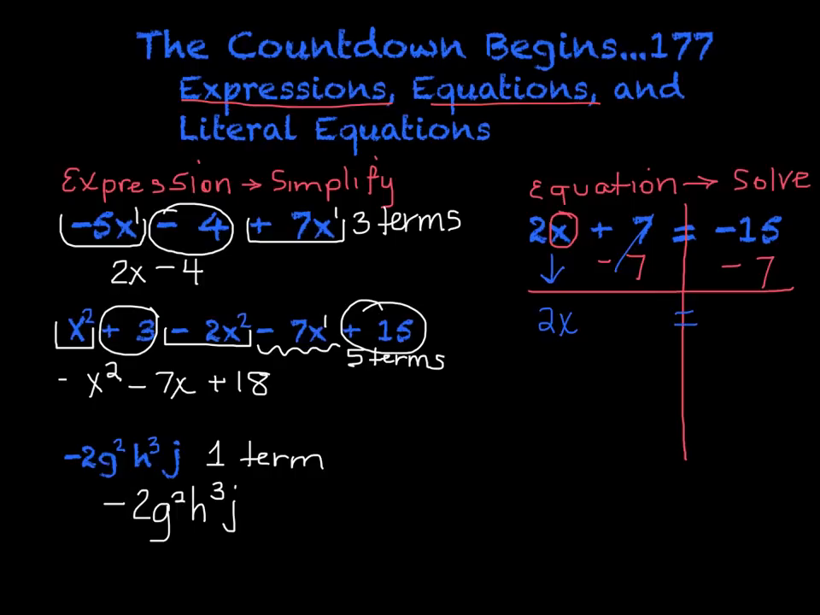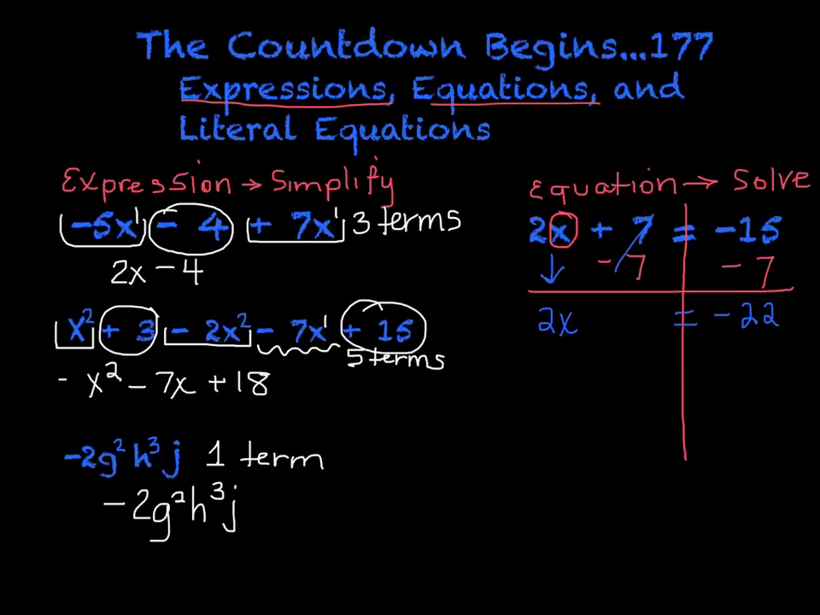The equal sign will stay on the line. Negative 15 plus negative 7. Negative 15 subtract 7. Think of a negative as owing money. If I owe $15 and I owe $7 more, I owe $22.